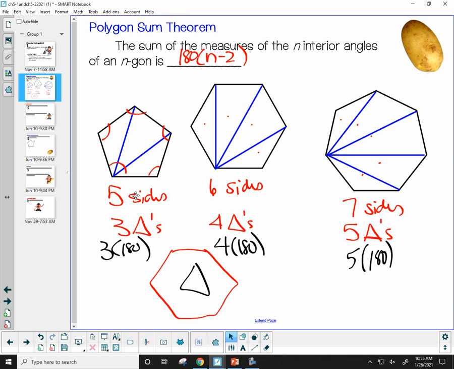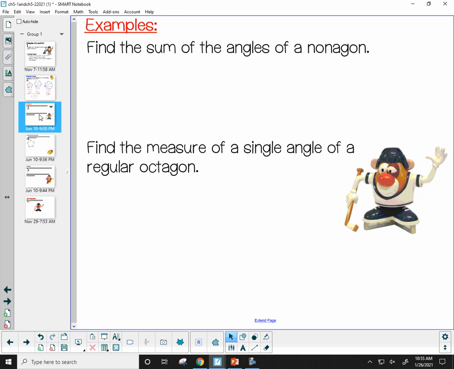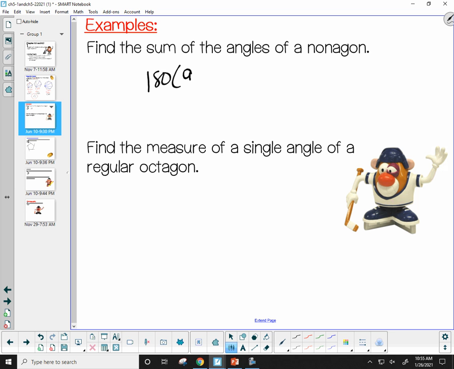All right, so here's how this is useful for us. I could ask you a question like, find the sum of the angles of a nonagon. So how many sides does a nonagon have? 9, which means I need to take 180 times 9 minus 2. So I'm going to take 180 times 7. So what's 180 times 7?